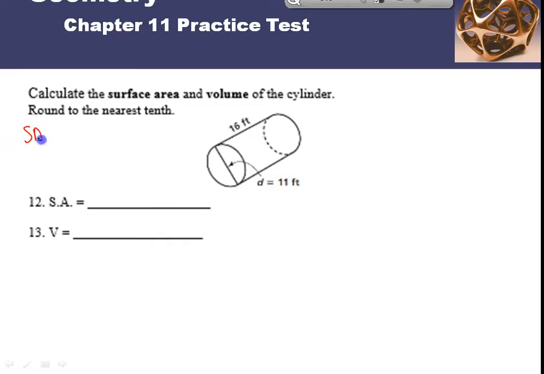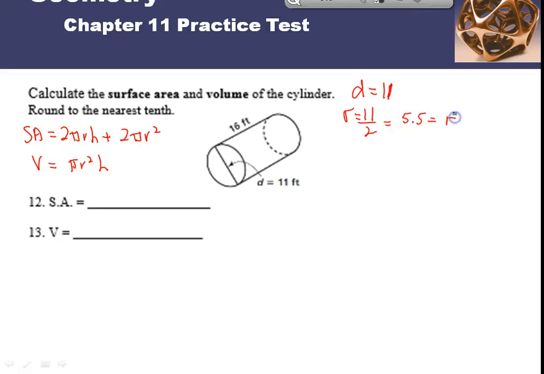For a cylinder, the surface area is 2 pi r h plus 2 pi r squared. And the volume is pi r squared h. So in this particular picture, I know that my diameter is 11. So my radius is 11 divided by 2, which is 5.5. So that's my radius. And I know that my height is 16. And that's all I need.